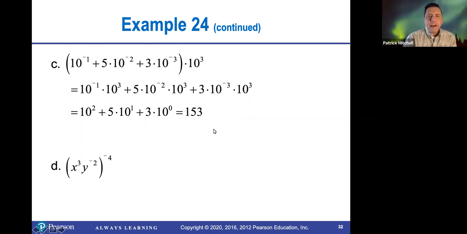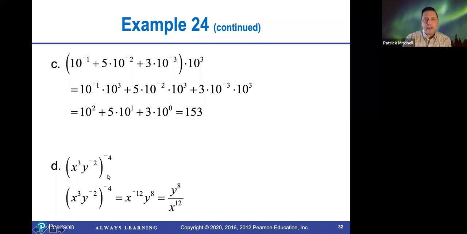And lastly, we have x to the third, y to the -2. That whole thing raised to the power -4. That's a pretty easy one. Just use the product to a power rule. 3 times -4 is -12. -2 times -4 is 8. And then we don't write negative exponents in our answer. So instead of multiplying by x to the -12, we'll divide by x to the 12th. So the fully simplified final answer is y to the 8th over x to the 12th.